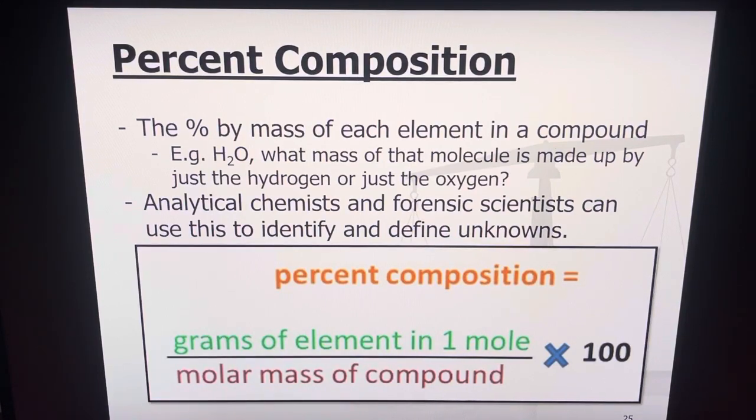Welcome to the second half of the mole concept notes. We left off with some practice problems.